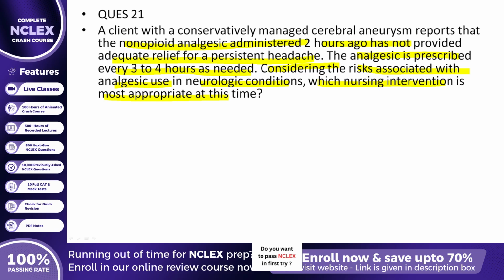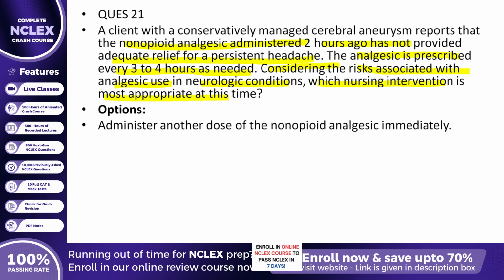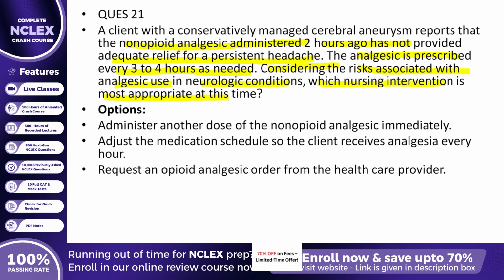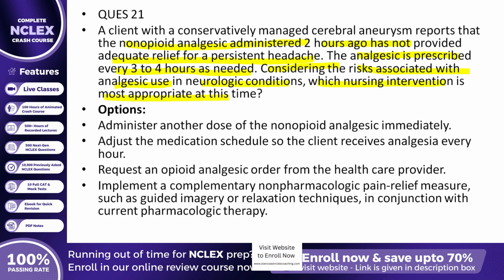Here are the options to consider. Option 1. Administer another dose of the non-opioid analgesic immediately. Option 2. Adjust the medication schedule so the client receives analgesia every hour. Option 3. Request an opioid analgesic order from the healthcare provider. Or Option 4. Implement a complementary non-pharmacologic pain relief measure, such as guided imagery or relaxation techniques, in conjunction with current pharmacologic therapy. The correct answer is Option 4. Implement a complementary non-pharmacologic pain relief measure, such as guided imagery or relaxation techniques, in conjunction with current pharmacologic therapy.